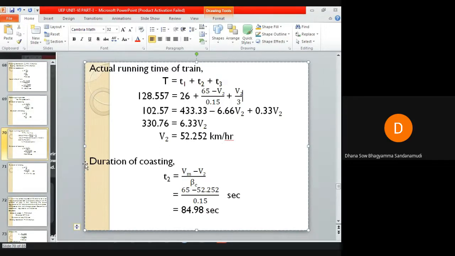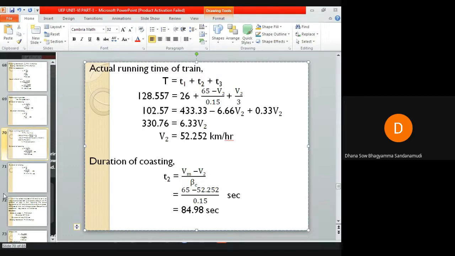Of course, in the slide you can see the duration of coasting, duration or time is the same. The duration for coasting, or time for coasting, T2 is equal to (Vm minus V2) by beta C. V2 is 52.252, so just substitute it here. Vm you already know is 65. Beta C is 0.15. You will get T2 as 84.98 seconds.